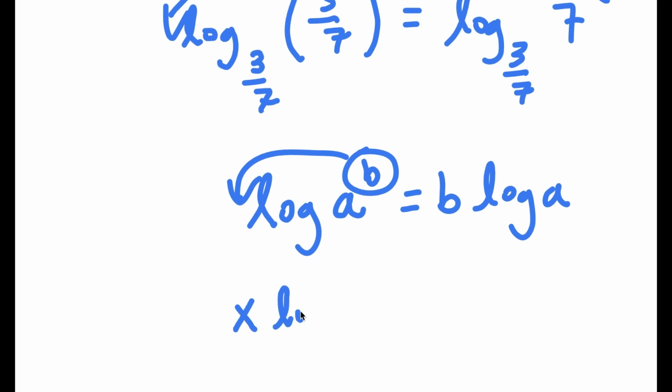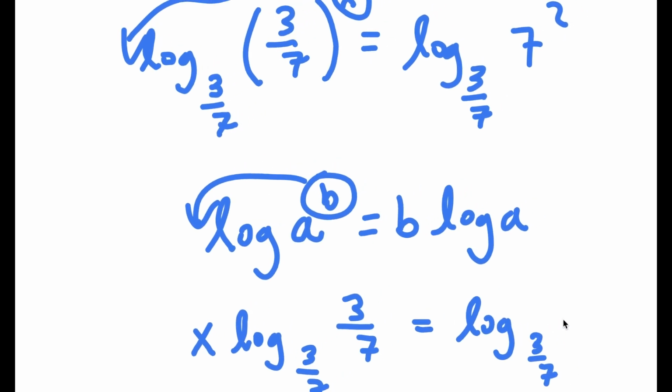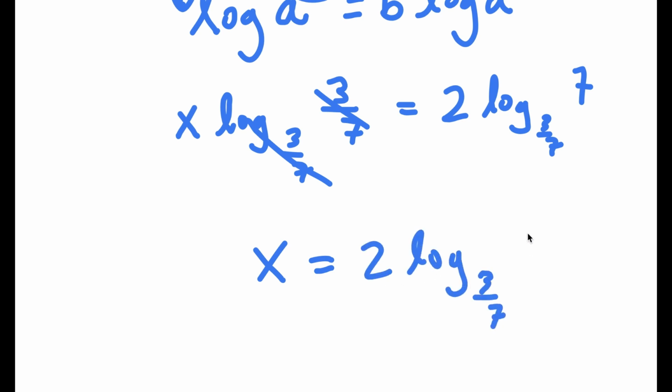So then I have x times log base 3 over 7 of 3 over 7 is equal to 2 times log base 3 over 7 of 7. And now these two actually cancel out, log base 3 over 7 of 3 over 7. So now I'm just left with x is equal to 2 times log base 3 over 7 of 7.